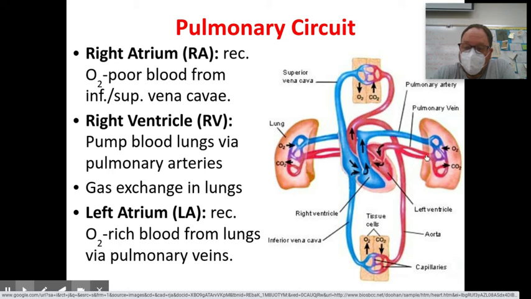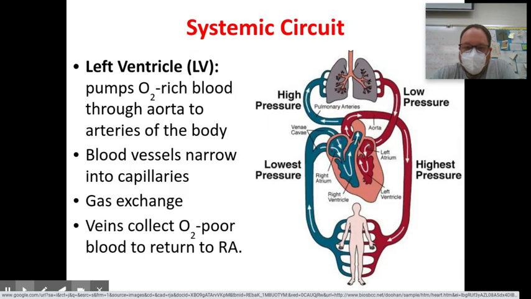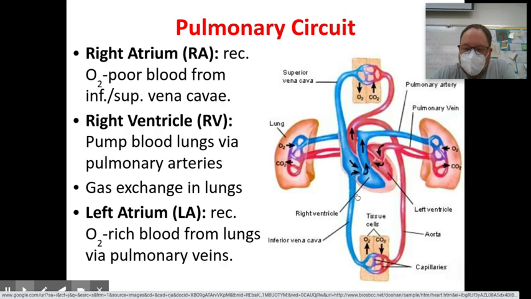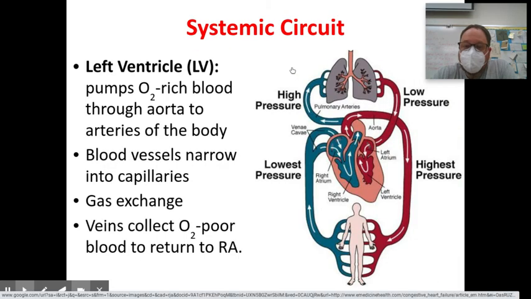So here, it's a pulmonary vein going from the lungs, pulmo means lung, back to the left atrium. Okay. Now, what we do here, again, this is right atrium, right ventricle, pulmonary artery, gas exchange in the lungs, pulmonary vein to the left atrium. Next, we pick up on the systemic circuit.